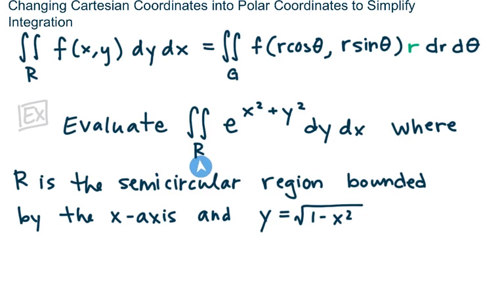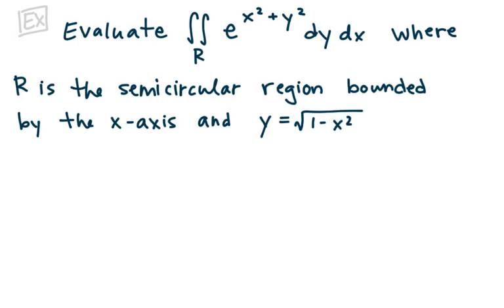So let's look at what R is. And R is a semicircular region. And pretty much when you're thinking about anything being mildly circular, or you read that word circle or you see a circle in your region, you might want to think about converting to polar coordinates. So R is a semicircular region bounded by both the x-axis and y equals the square root of 1 minus x squared. So let's consider graphing our region.